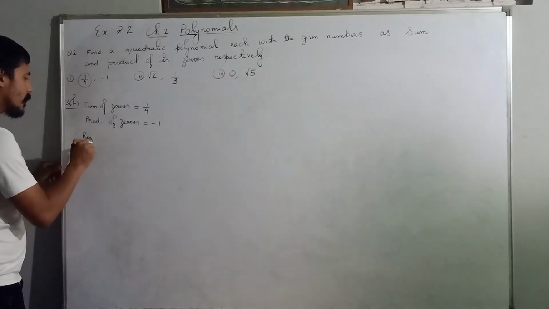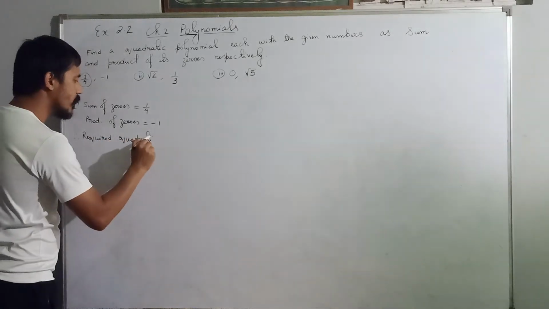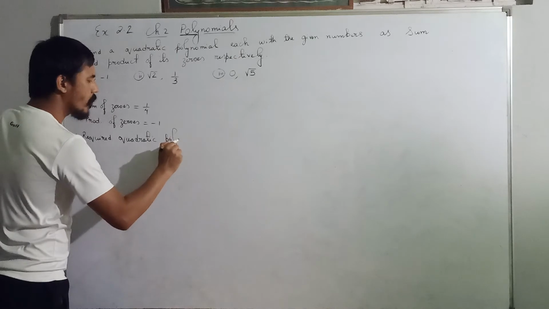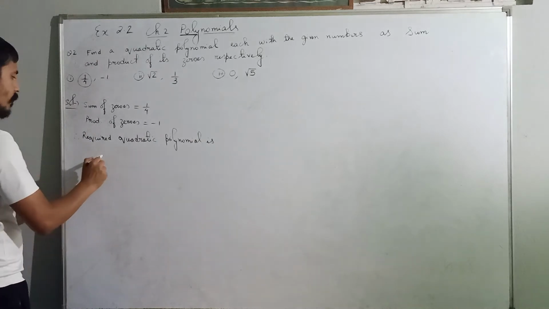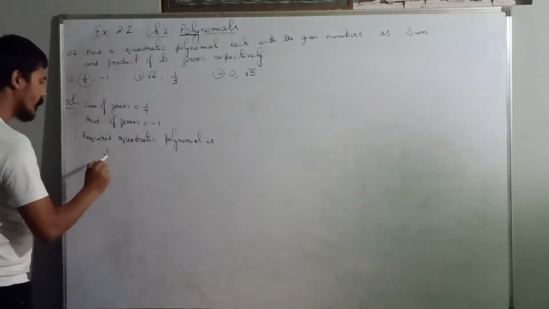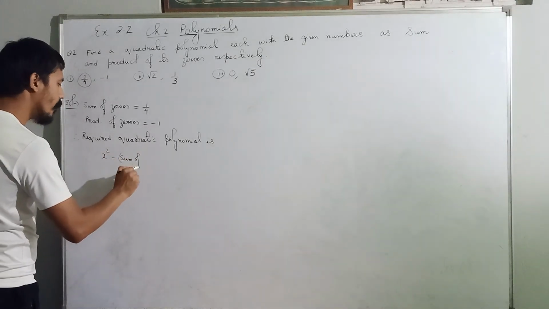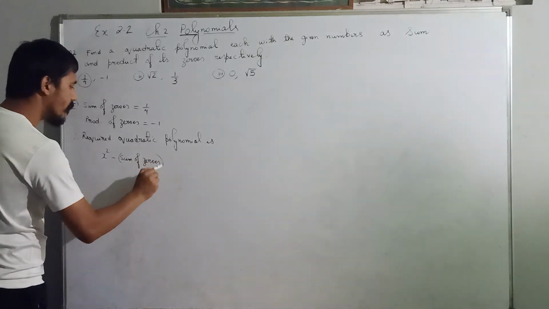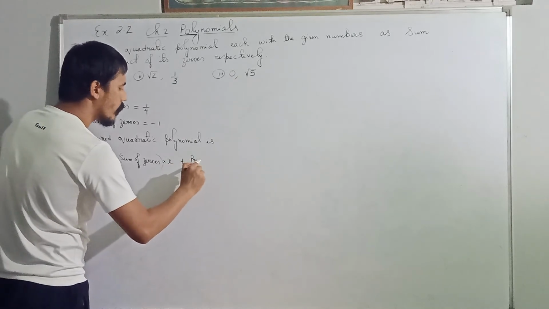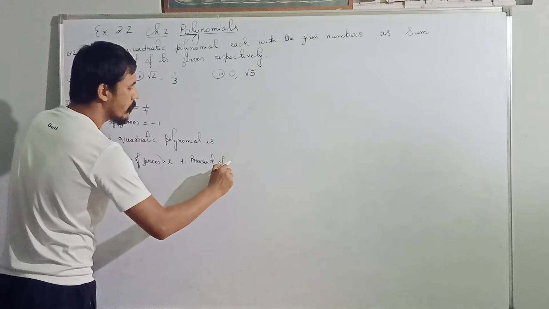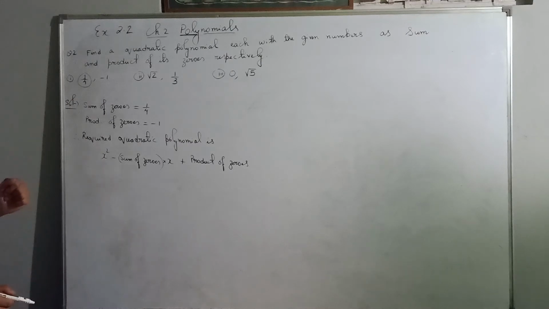Therefore our required quadratic polynomial is given by x squared minus sum of the zeros times x plus product of zeros. So this is the particular formula that we use for forming a quadratic polynomial.